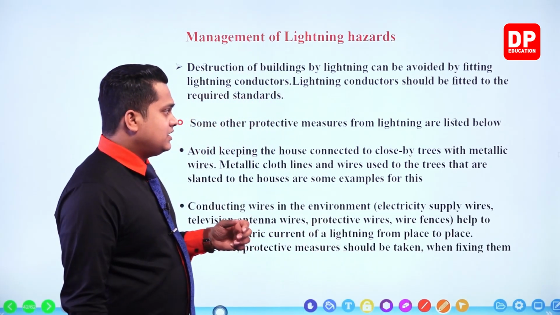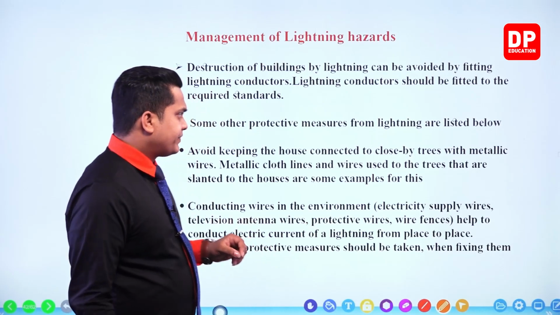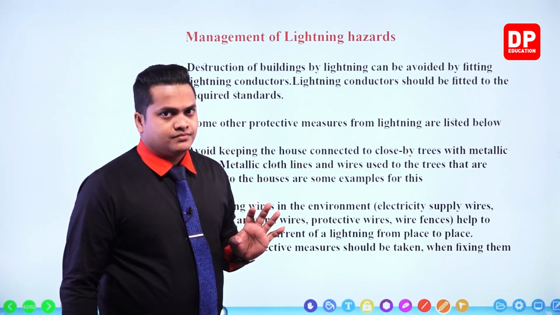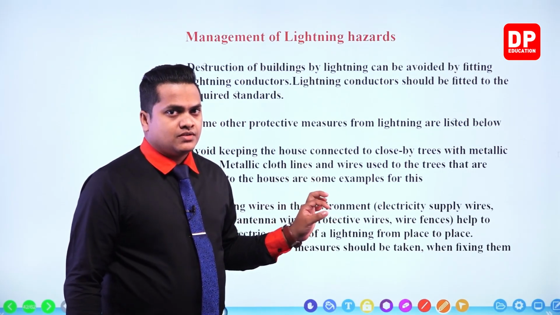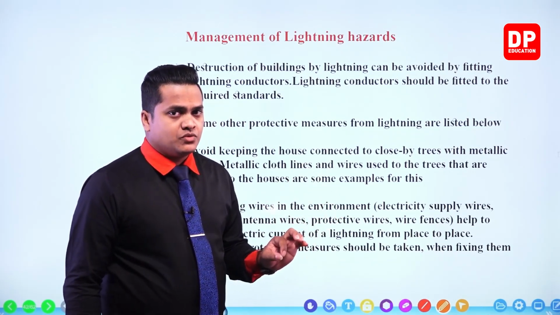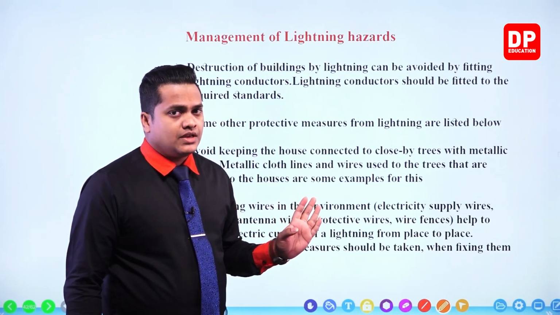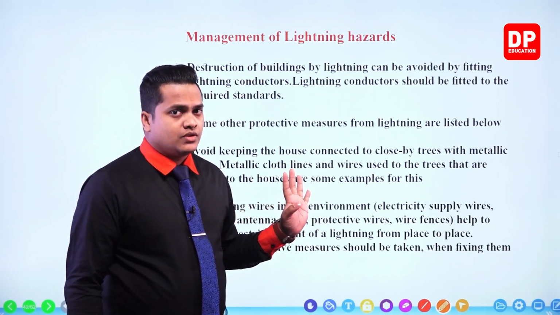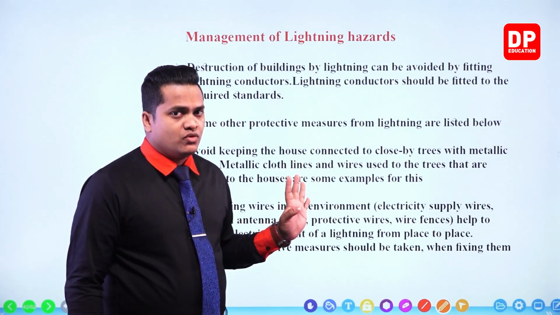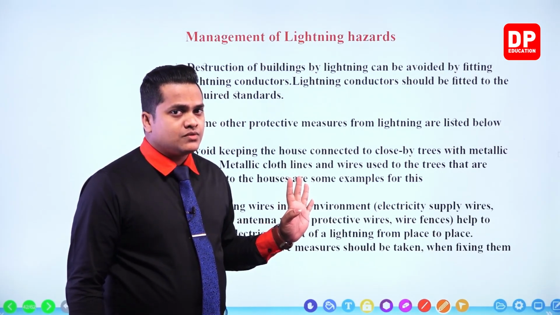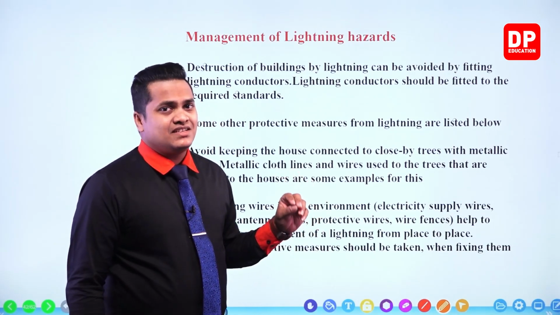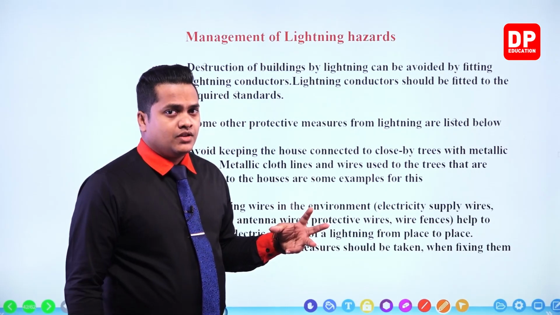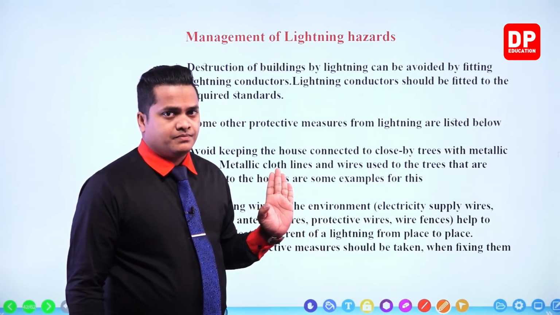So here, what kind of wires are given? Metallic cloth lines to hang clothes. Sometimes we use cloth lines, and these cloth lines are somewhat hazardous. So if there are cloth lines, you have to remove them. It's better to use plastic coverings, or at least a plastic coating. Those wires are fine, no problem.